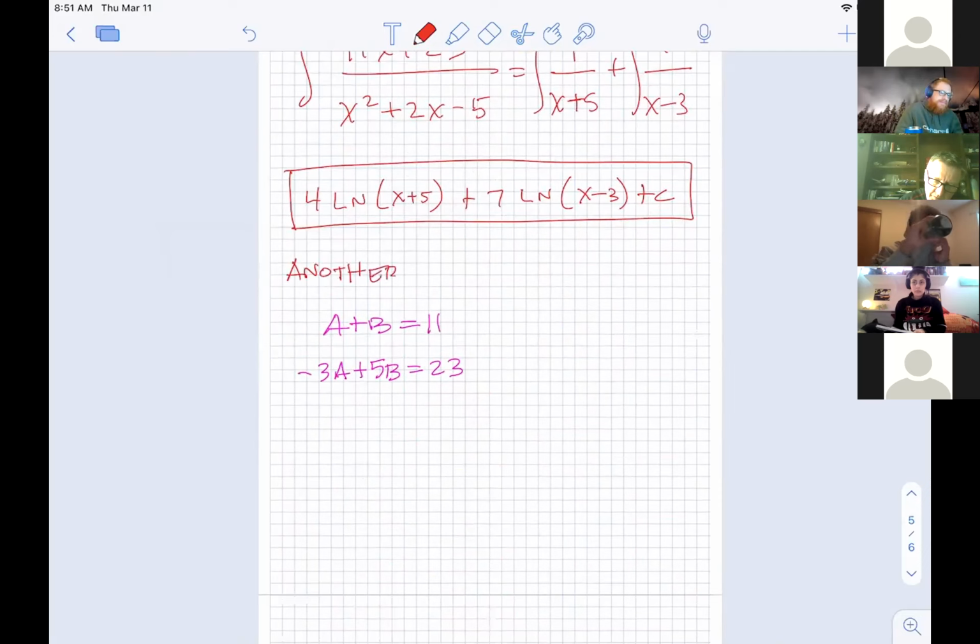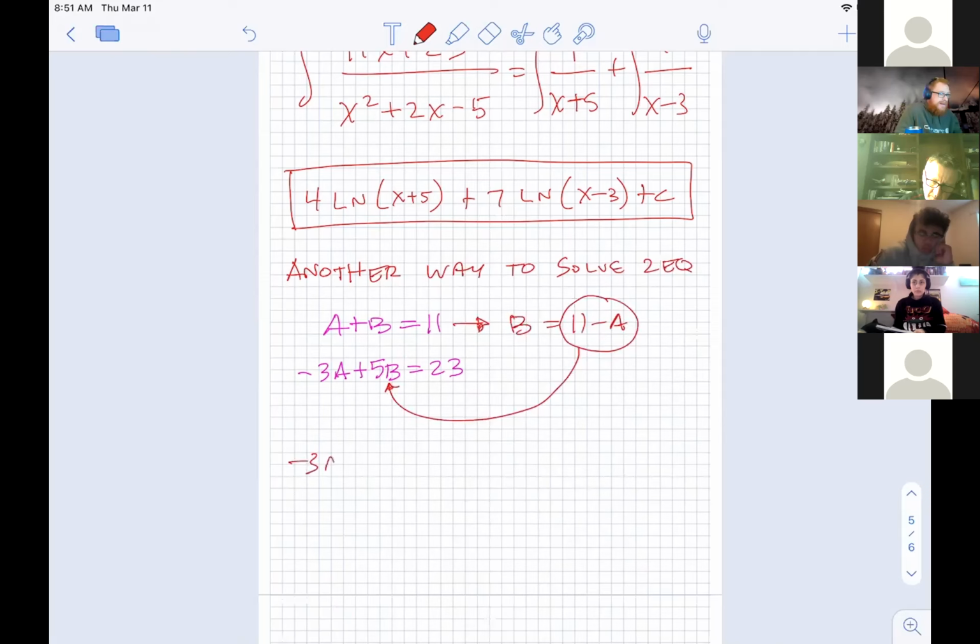Go ahead. What did you do then? So I solved the first equation for b. So I said b equals 11 minus a, not 5a. And then I plugged that solution for b into the next equation. So I said negative 3a equals 5 times 11 minus a. And then I solved for a.